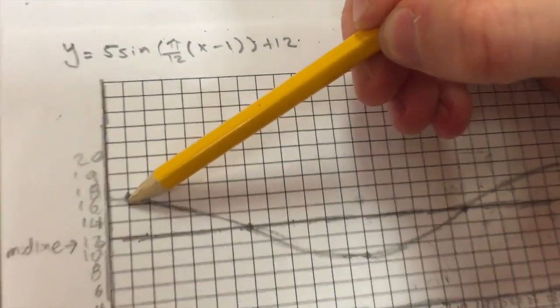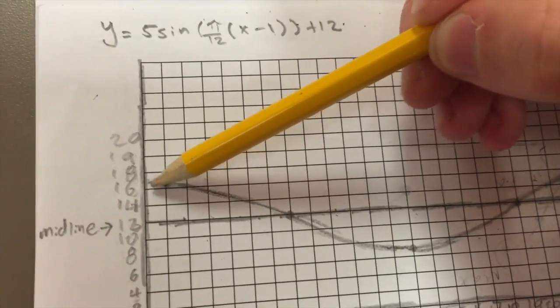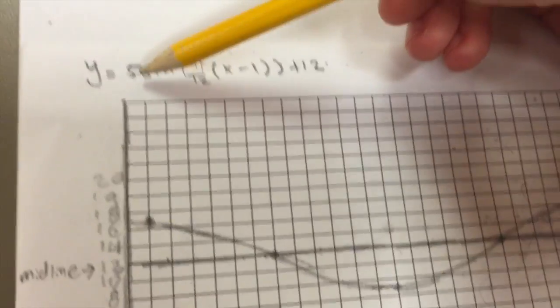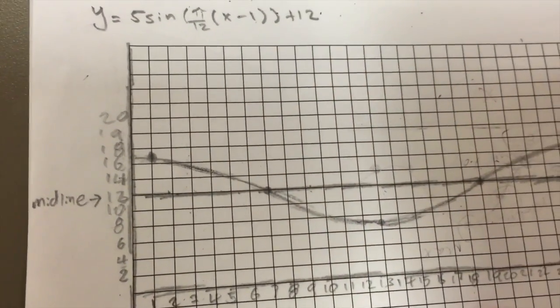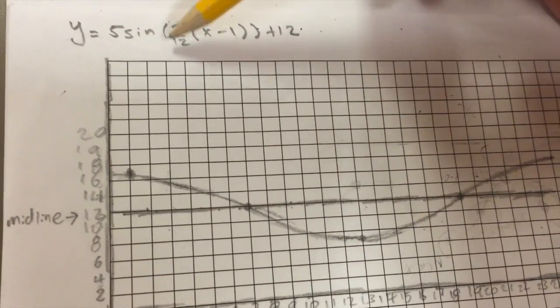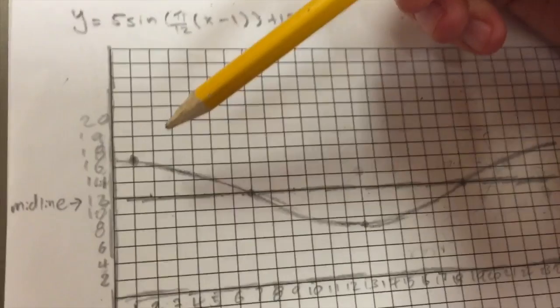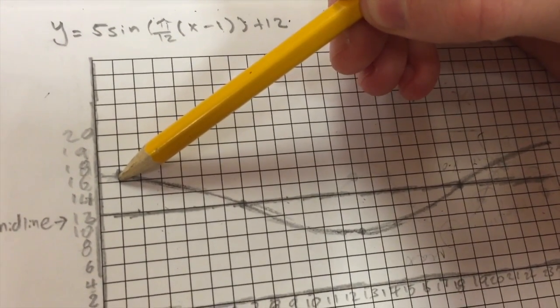The maximum point is at 1 because of your phase shift of 1, and it's at 17 on the y-axis because of your amplitude of 5, so 12 plus 5 is 17. And your pi over 12 makes the period 24, so it goes from 1 to 25.